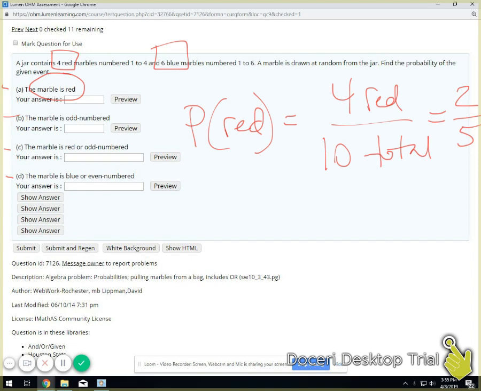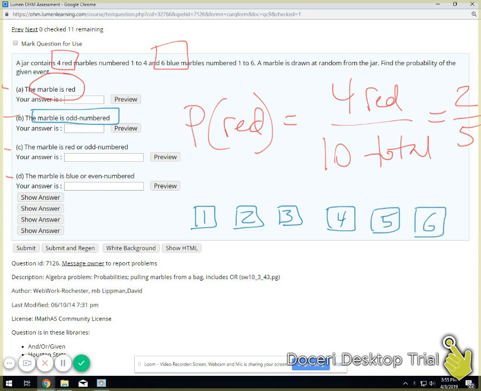All right, the next problem wants us to find the probability of picking a marble that is odd numbered. So let's look at this. We know we've got 4 red marbles. They're not square, but they're numbered 1, 2, 3, 4. Let's make these our blue marbles. And then we've got 4 red marbles, numbered 1, 2, 3, 4.